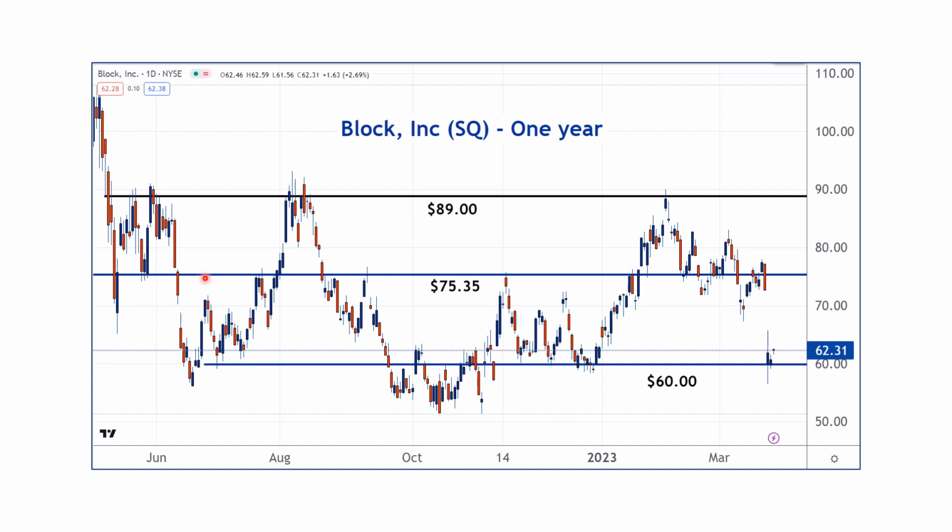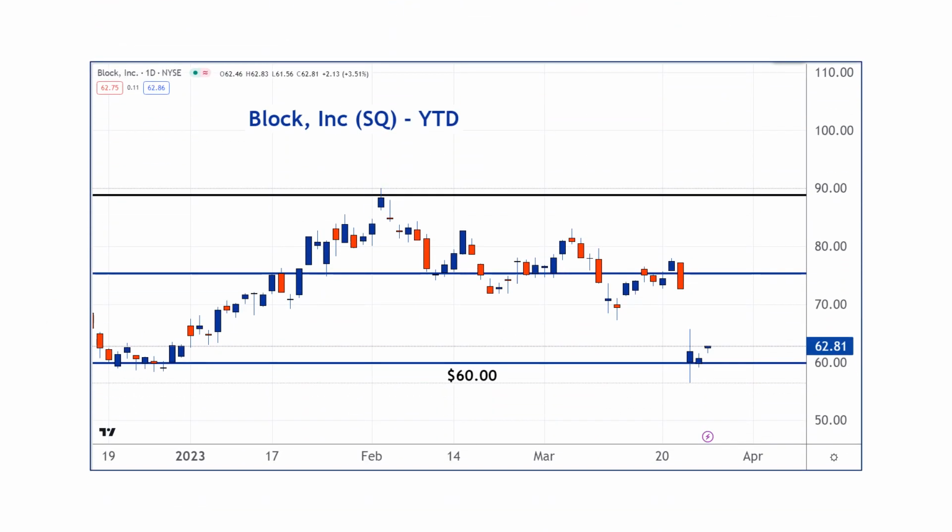So we see this a lot on charts. Support becomes resistance, resistance becomes support. Now I want to look at a closer up. This is a 1 year. I'm going to look at the year to date. Now, we gap down, and where did we find support? At the level that was support before, 60.